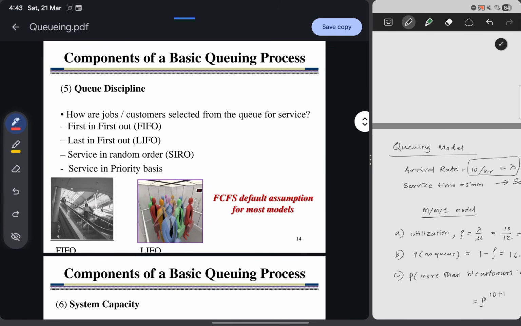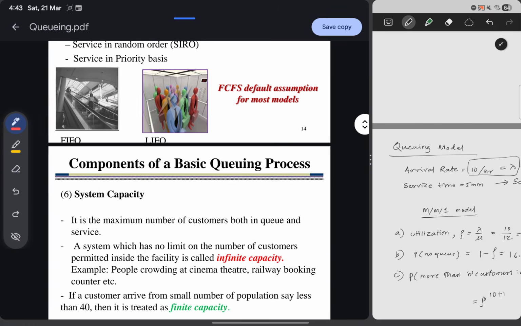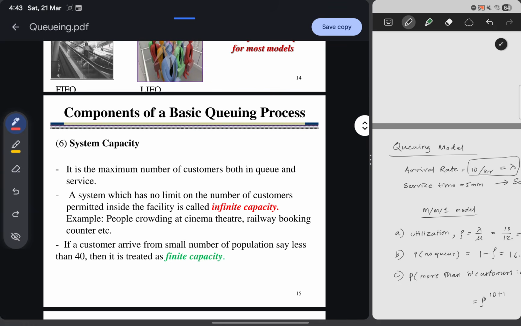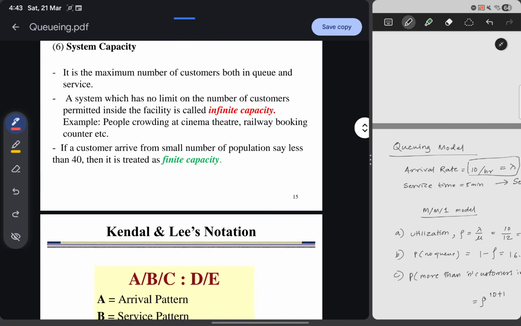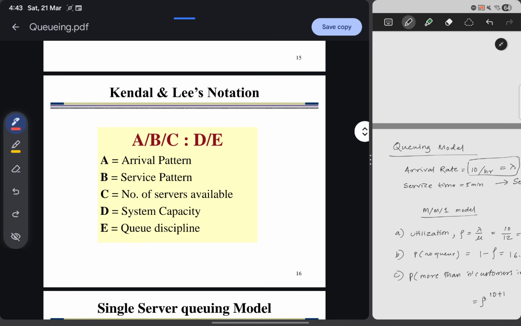Next, LIFO and FIFO, the queue discipline, as in how people are getting serviced. FIFO means the person who comes first gets service first. LIFO and random order are self-explanatory, so I'm not going to explain that. And system capacity is how many people can be serviced, so it's finite or infinite. That's it. This is the important part.